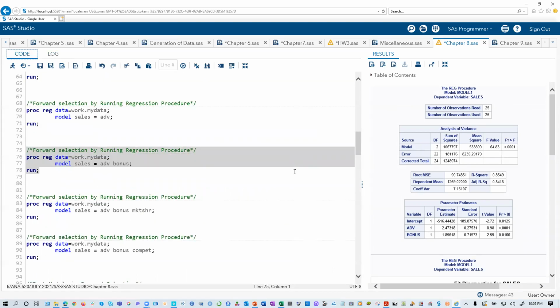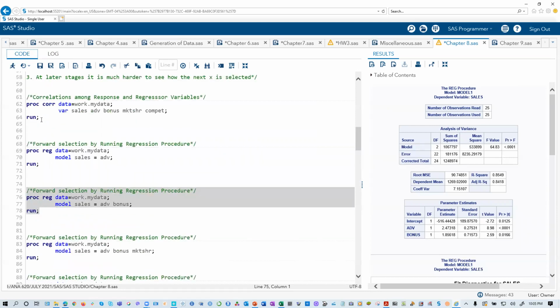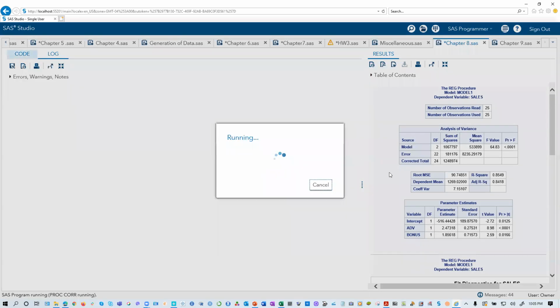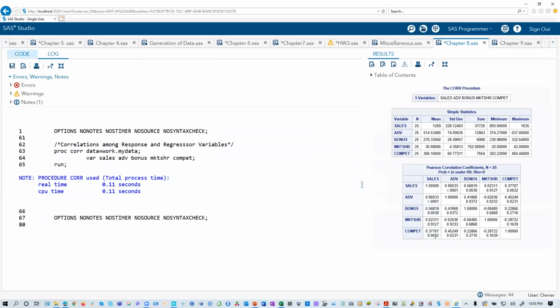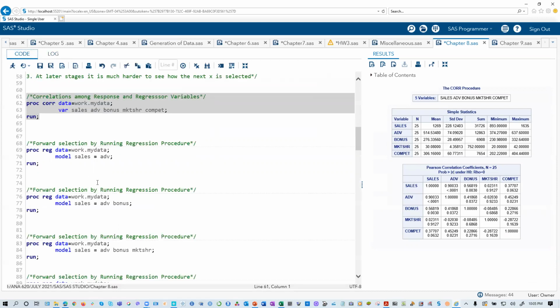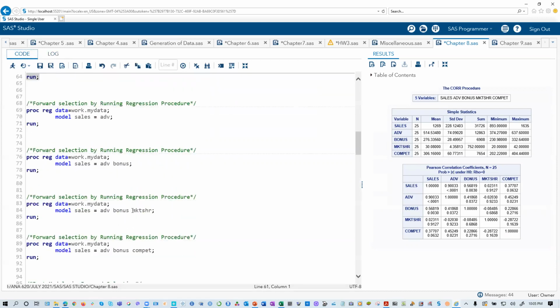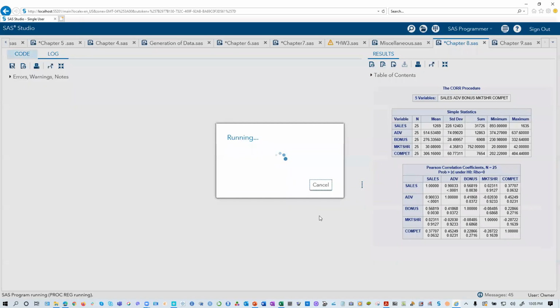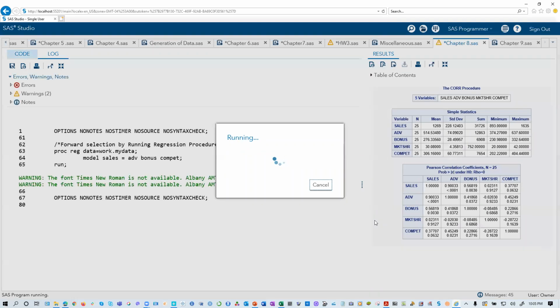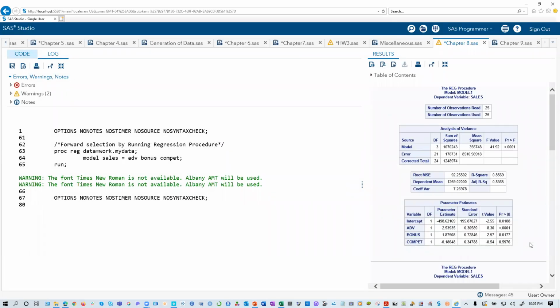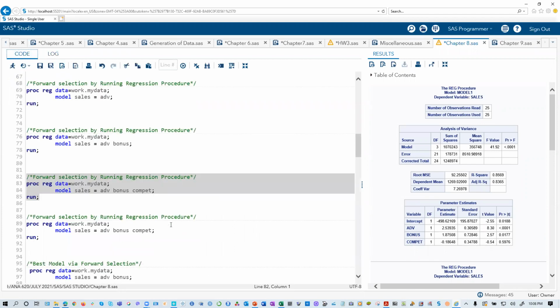Can you remember which one is the next one? Sorry, I'm going to look at the correlation one more time. It says the next one would be competition. Let's add the competition. Not significant. Take it out. If not significant, I'm going to take it out.